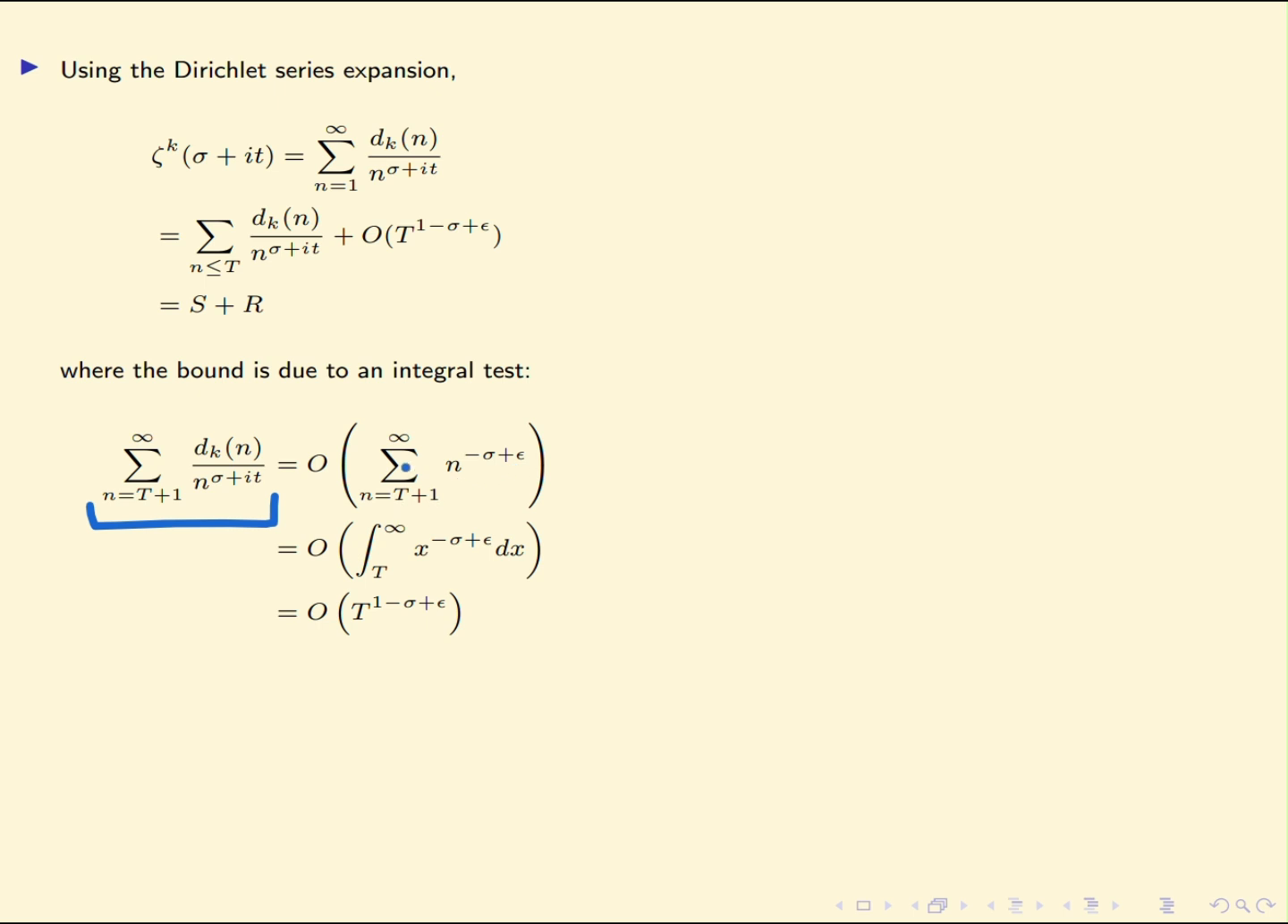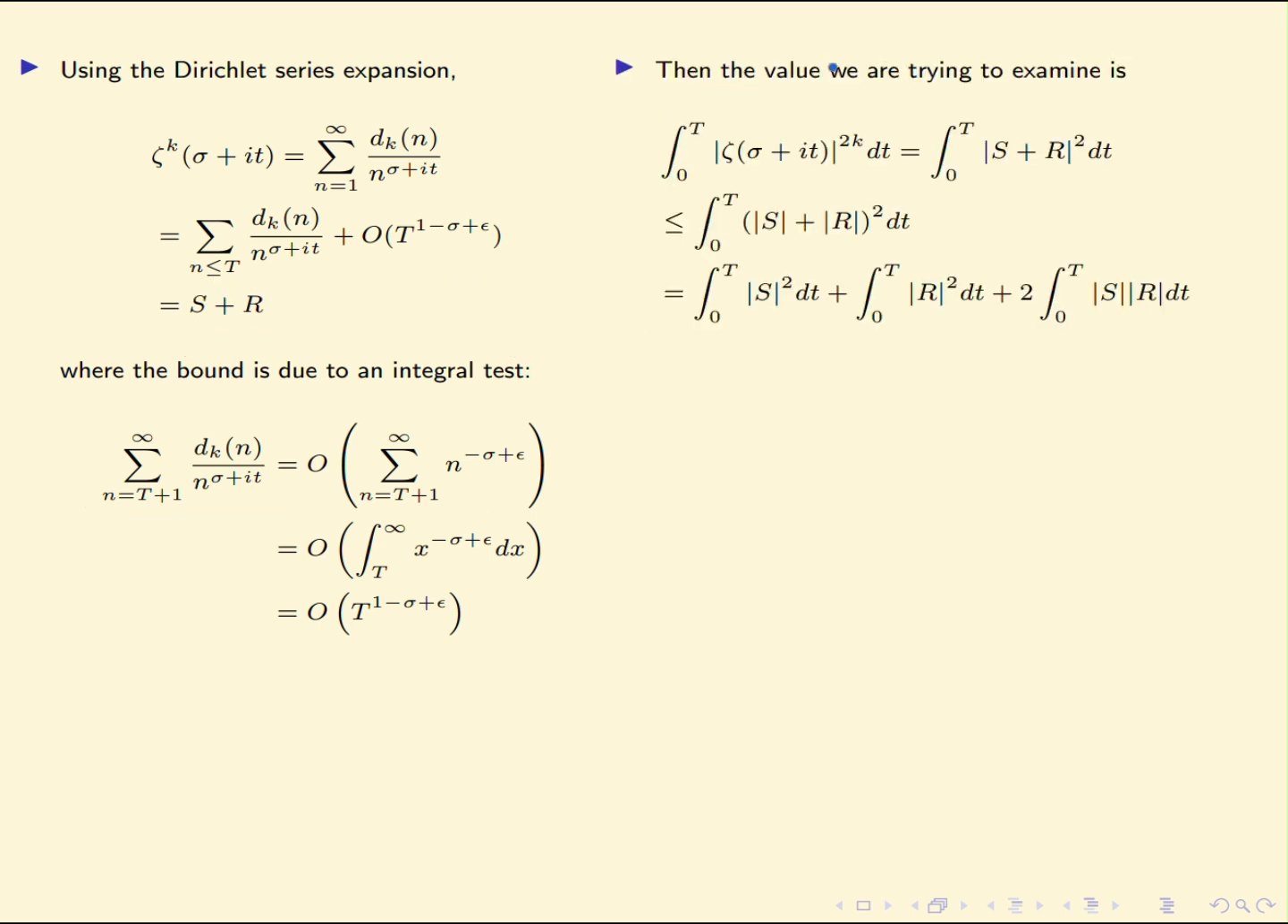And if you just do the integral test, this sum turns into an integral, and then you evaluate the integral and you get this term. So I'm saying that this infinite sum can be split up as a finite sum, and then this remainder big O for the infinite sum. Now we're going to call this term S and this term R. So this thing is a sum, and this thing is a remainder, S plus R.